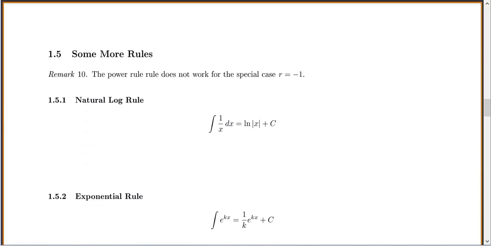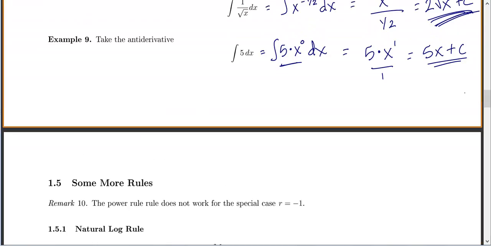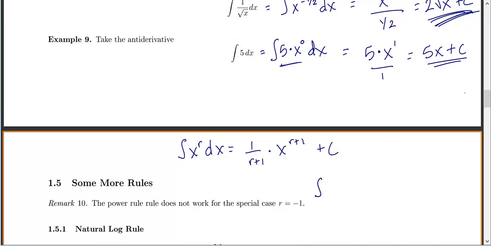Now there's a few more rules, a few interesting things. So that power rule that we did up above did not work for the special case of r equals -1. And here's why. Because we said the integral of x to the r dx is equal to 1 over r plus 1 times x to the r plus 1 plus c. What happens if we try that for r equals -1? The integral of x to the -1 dx. So if we were trying the rule, it would be 1 over -1 plus 1 times x to the -1 plus 1 plus c.